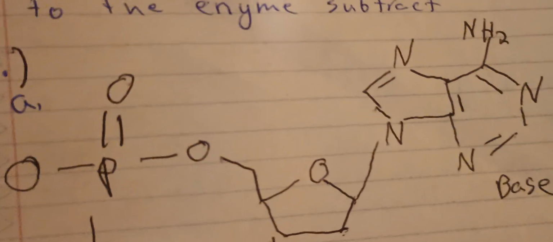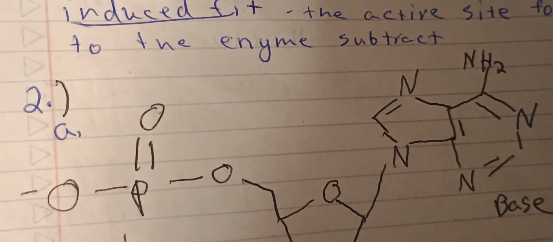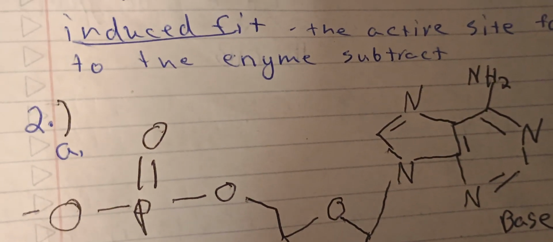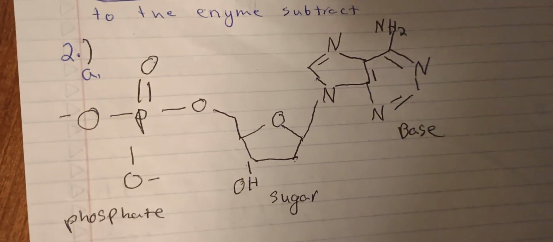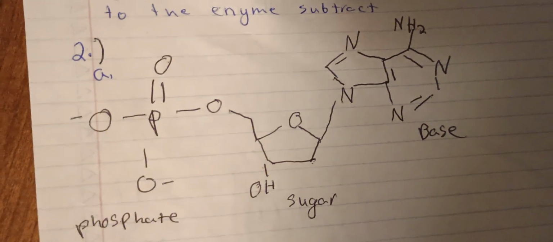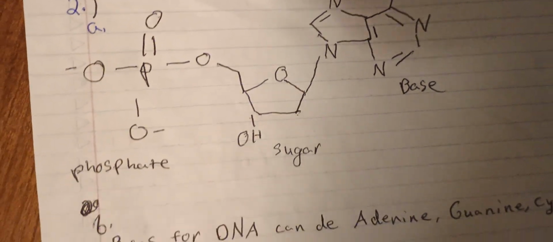2A is a diagram of a phosphate, sugar, and base structure.